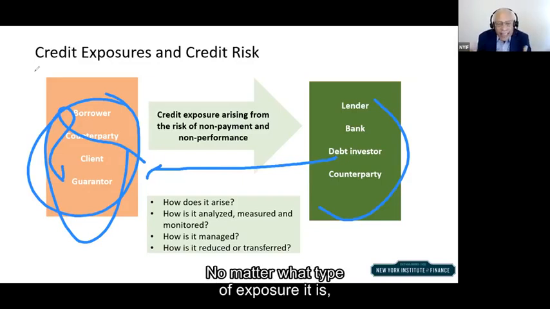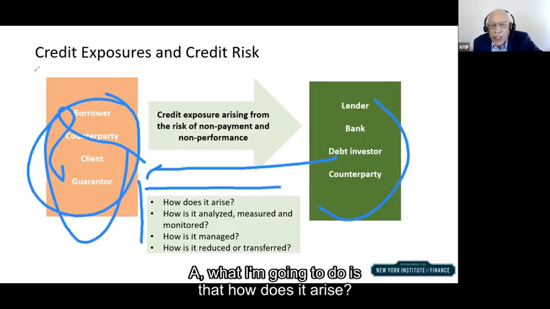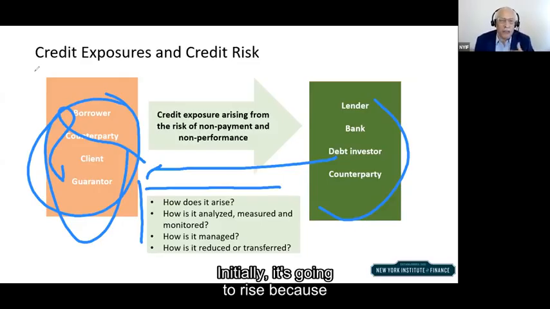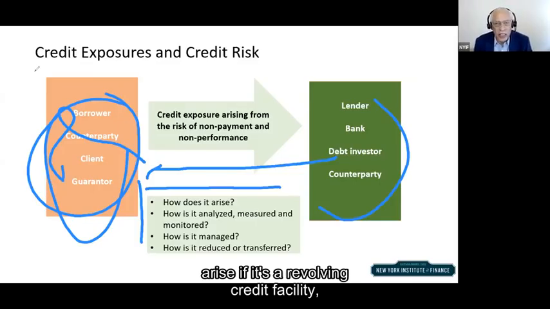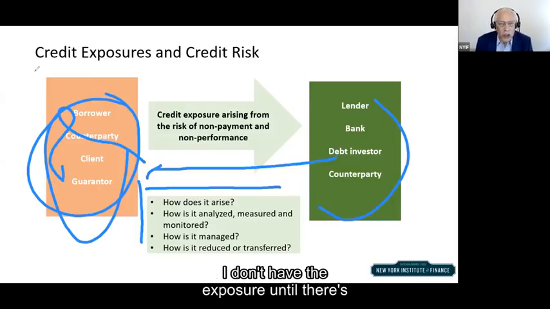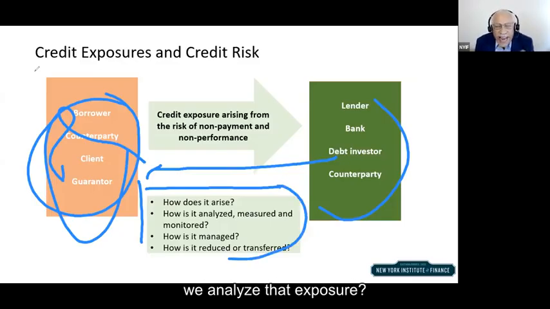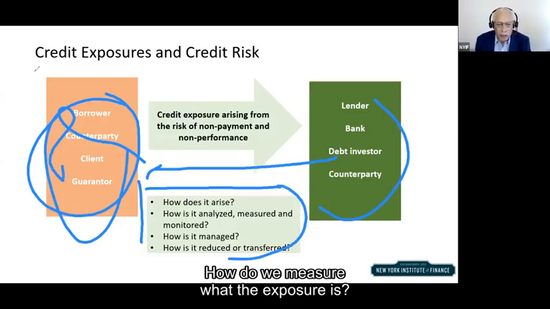So no matter what type of exposure it is, how does it arise? Initially it's going to arise because I agreed to do a loan. There could be other ways that it could arise. If it's a revolving credit facility, I don't have the exposure until there's a drawdown under the revolving credit. And then we're going to say, how do we analyze that exposure? How do we measure what the exposure is? And how do we monitor it from period to period?